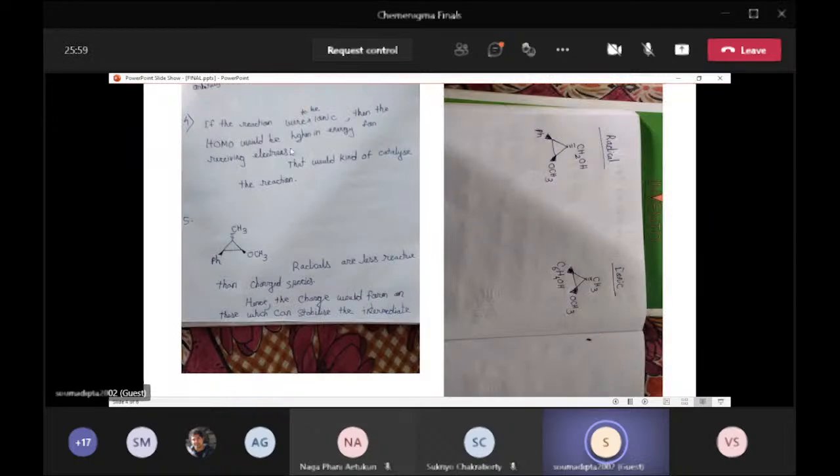Now to present the solutions of the reaction part. In question 4, if the reaction were to be ionic, then the HOMO would be higher in energy for receiving electrons. As the HOMO is higher in energy, that would catalyze the reaction better than the radicals. As the electrophilicity is increased, the energy of the HOMO increases, so it would better the reactions.